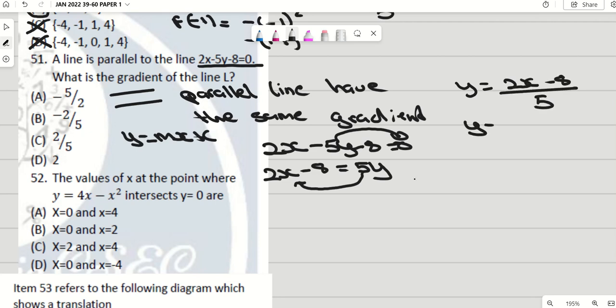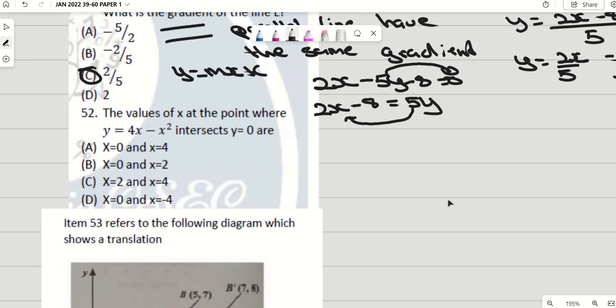So that's y equals 2x over 5, and then we have minus 8 over 5. If we look at the number that is in front of x, what is it? 2 over 5, positive 2 over 5. So we know C would be your answer.